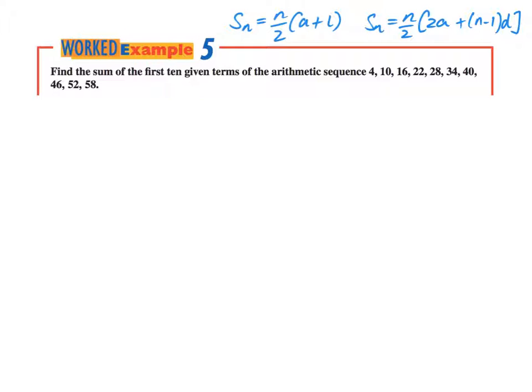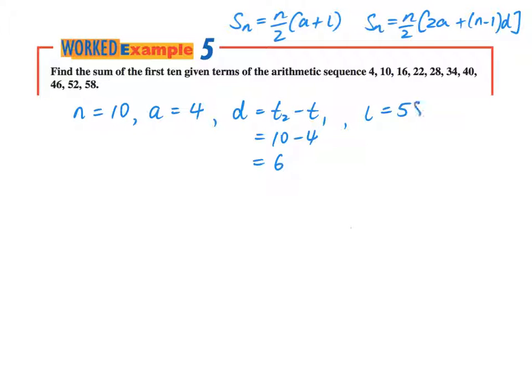So if we just write down what we have, then we can show using the two methods. So first of all, we have an N value here of 10. We also have an A value of 4. We also can go ahead and find our D value, which is simply the second term minus the first term. 10 minus 4, which gives us a value of 6. So our D is 6, and the last term here is 58.